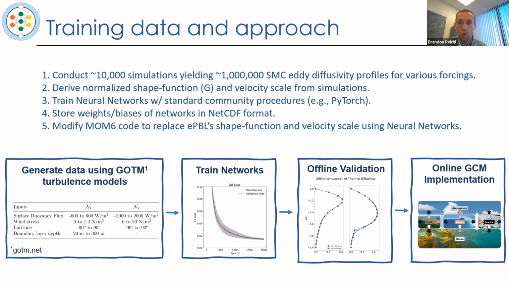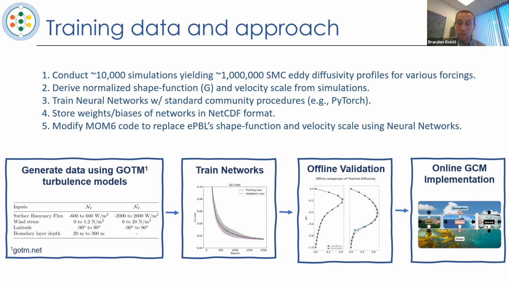So now I'm going to really quickly walk through the training data and approach and show some results from actually implementing this in a GCM. So all of this relies on these one-dimensional second moment closure eddy diffusivity models, which we've taken advantage of this nice piece of software out there called Gotham that's able to basically do all these simulations in a pretty small amount of time, considering the complexity that is represented. And so Akash has done all of these simulations, and from the results of the simulation, he's able to then derive the normalized shape functions and the velocity scales.